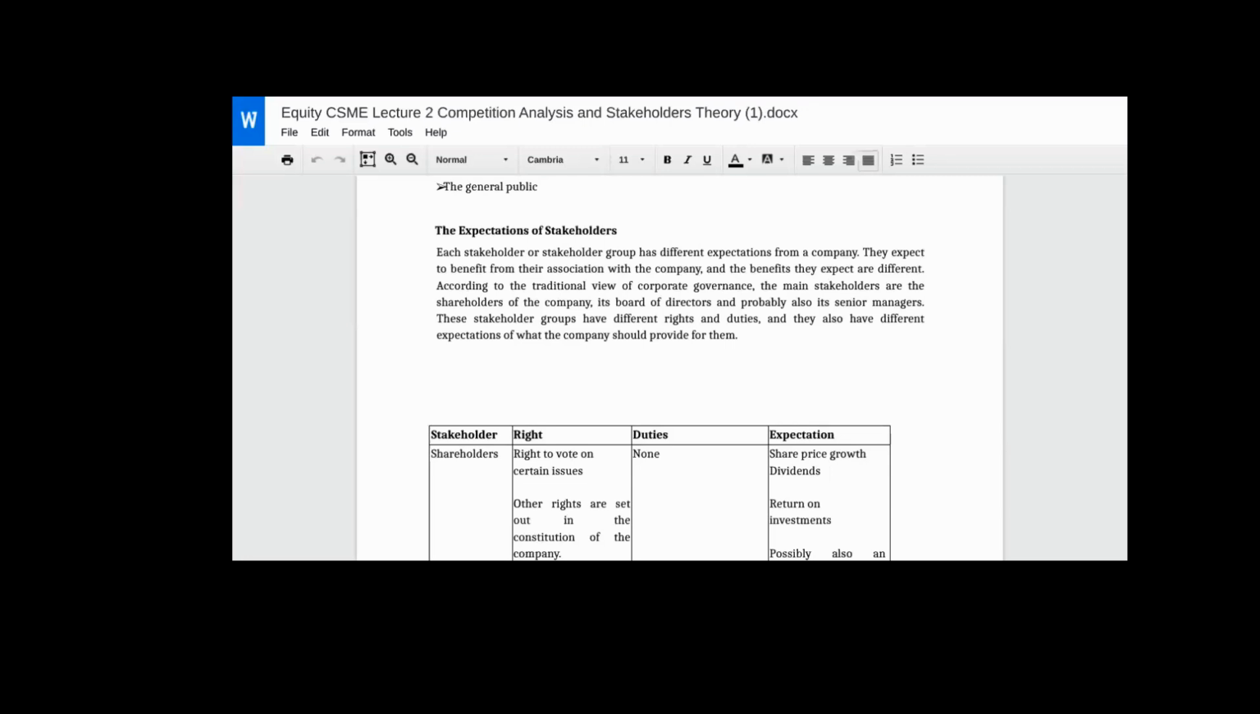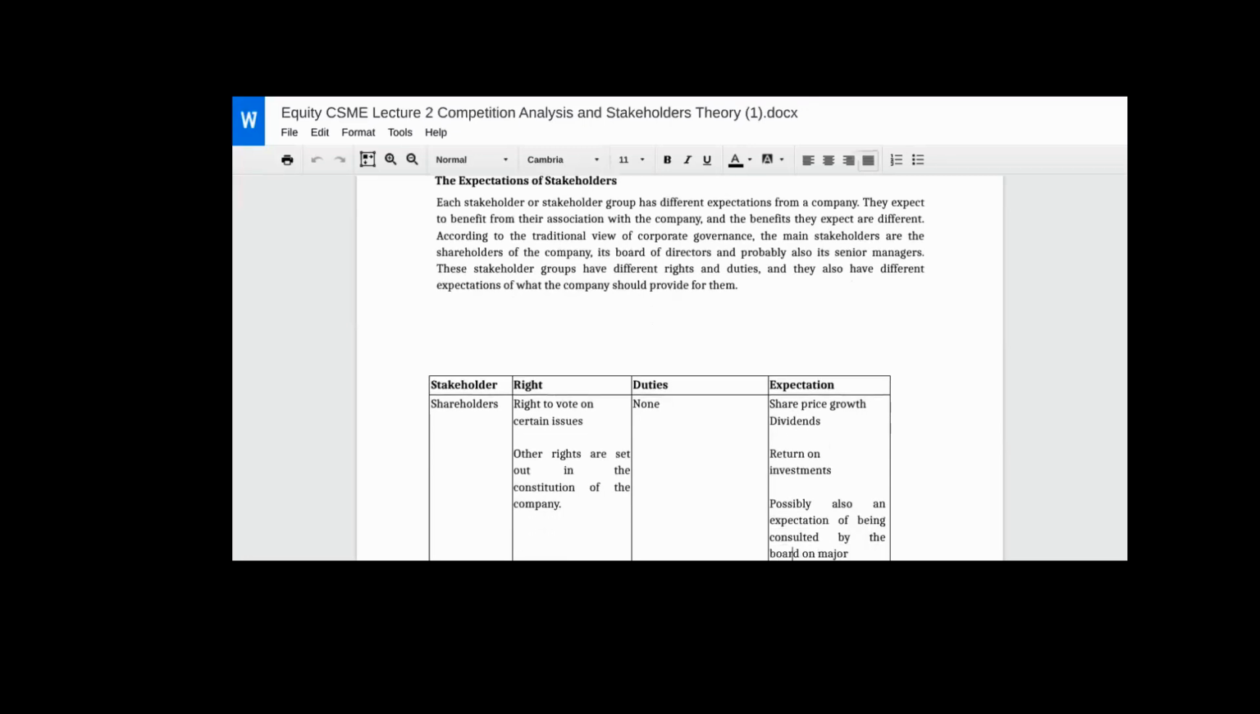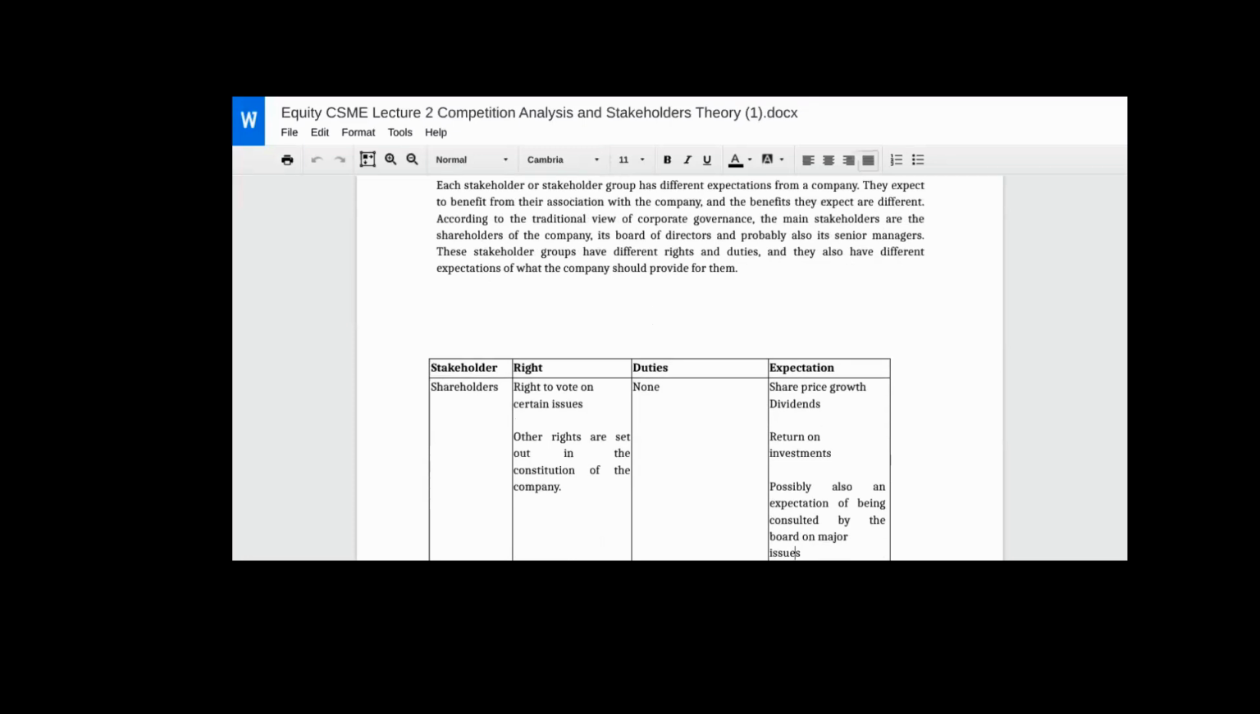Dividends as at when due, return on investment. These are some of the expectations. Price growth, dividends, return on investment, innovation is there. And they love to be consulted by the board on major issues that concern the company, because being appointed the CEO or the director of the company does not make you the owner of the company.